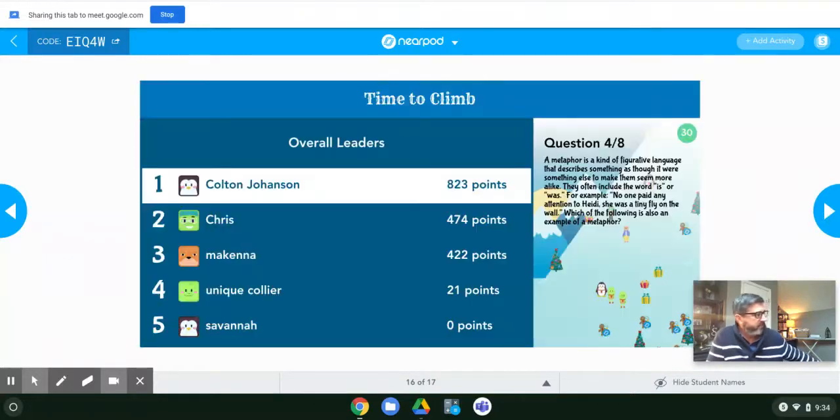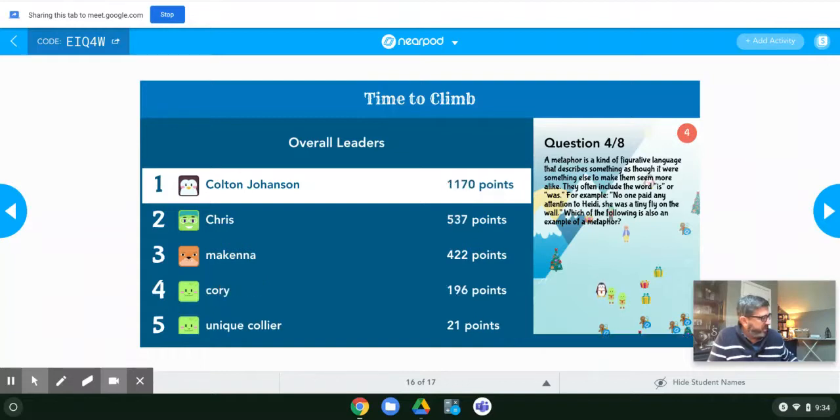All right, next. Metaphor is a kind of figurative language that describes something as though it were something else to make them seem more alike. They often include the word is or was. For example, no one paid any attention to Heidi. She was a tiny fly on the wall. Which of the following is also an example of a metaphor? The sky was dark and ominous, so no one wanted to leave. Greta is a brick wall. No one is scoring on her. Keith was as big as a house. By the time he was 18, the dogs were wary of intruders and bared their teeth at everyone.